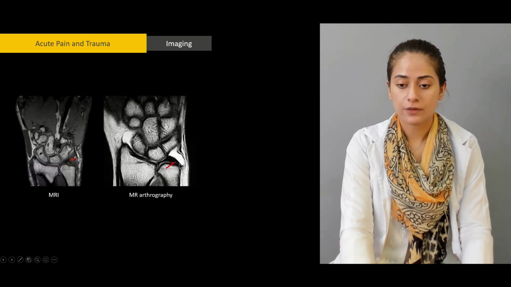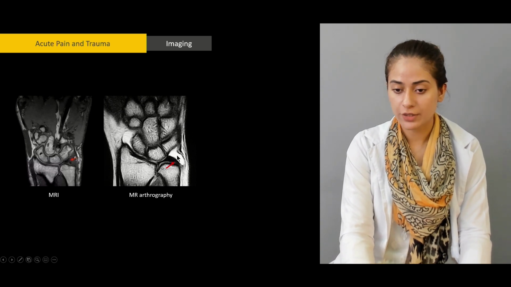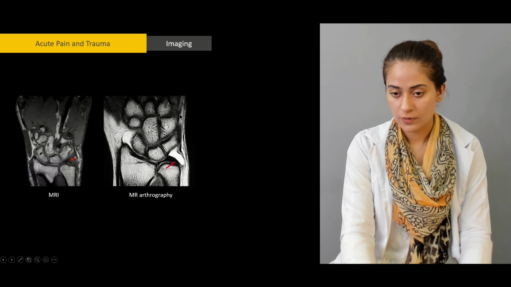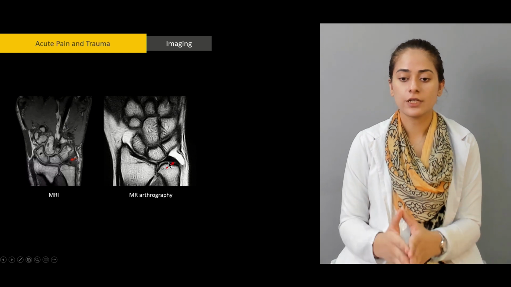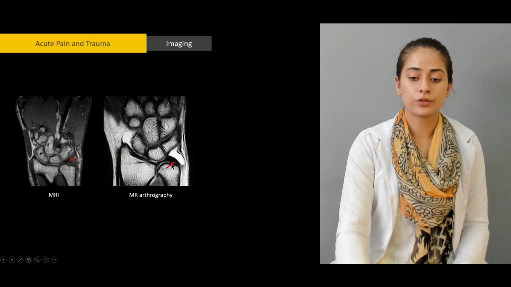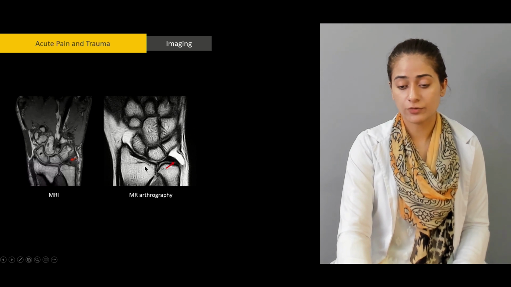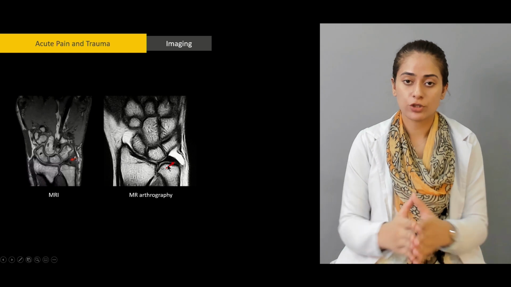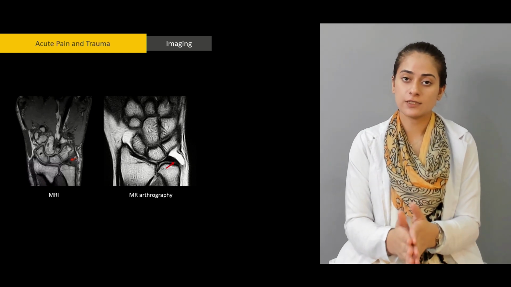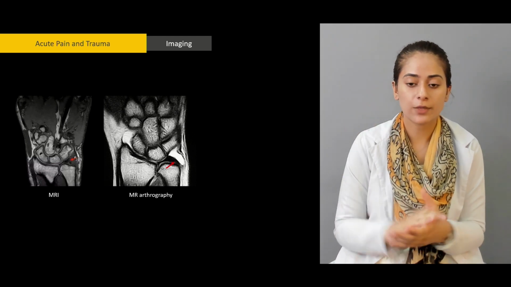Then we have here again the same case. So this is the ulnar collateral ligament, which is torn here, and also with it the ulno-triquetral or the ulno-lunate ligament are involved as well, but the radio-ulnar ligament is intact. So the 3 ligaments are ruptured here. So this is a TFCC or the TFC complex tear which is involving 3 ligaments.